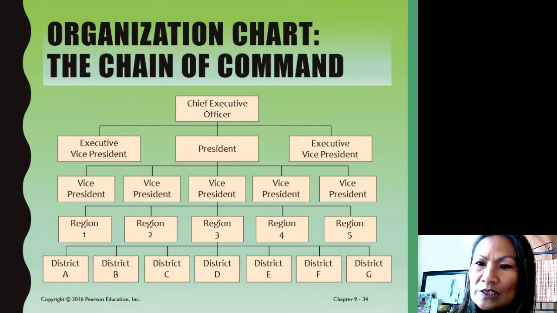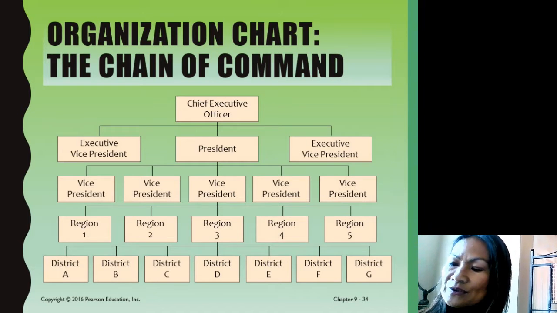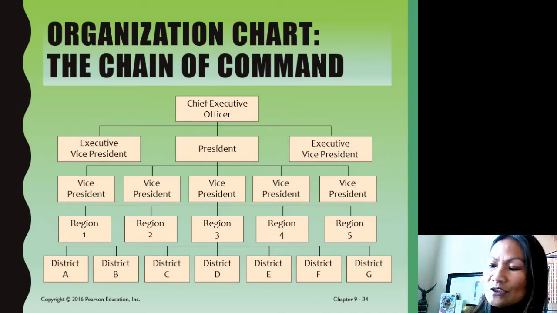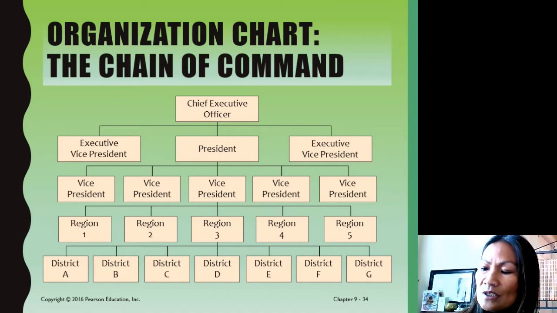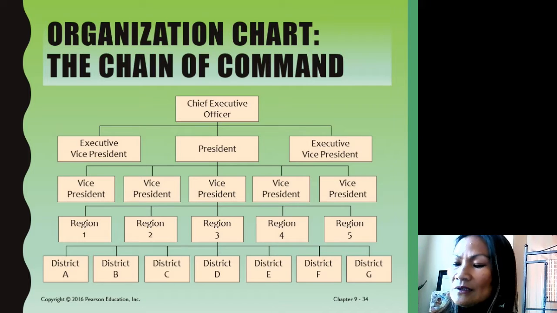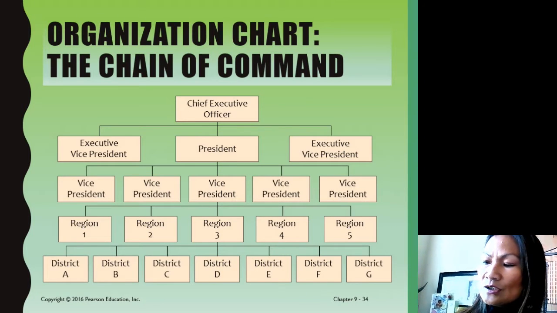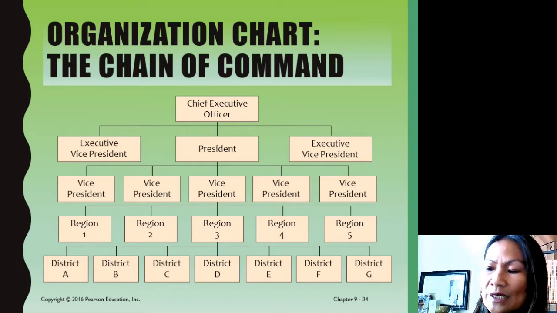Organization charts, the chain of command. It illustrates the positions, units, or functions in an organization and the ways in which they interrelate. Organization charts can be used to portray almost any hierarchy, such as the topics, subtopics, and supporting points needed to organize a report.